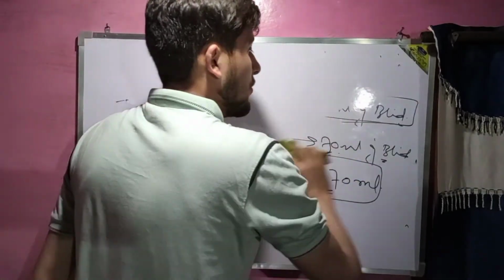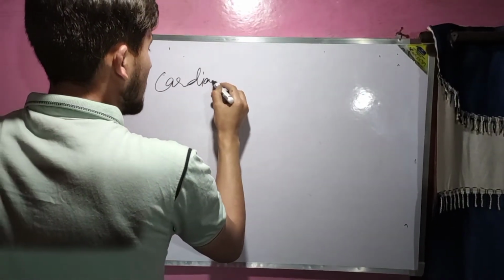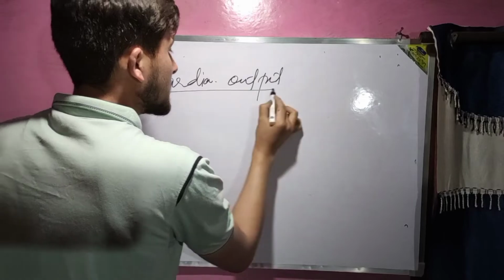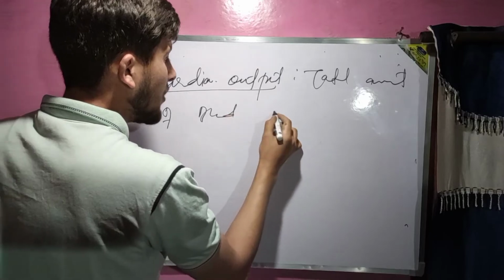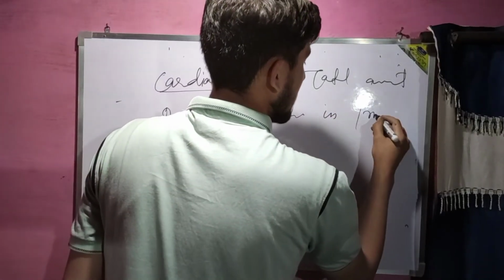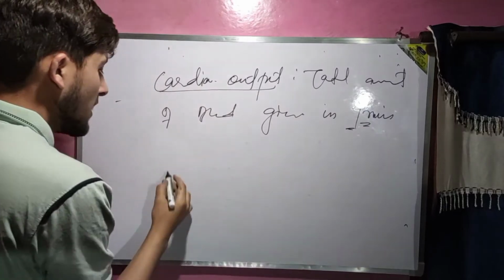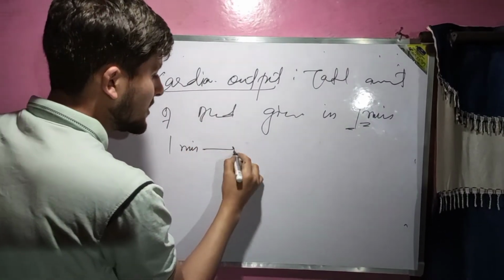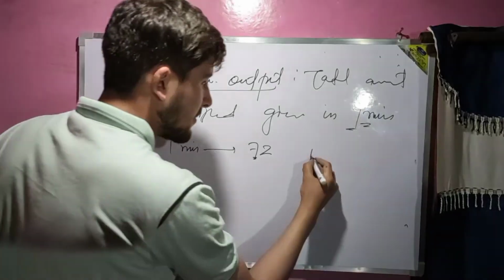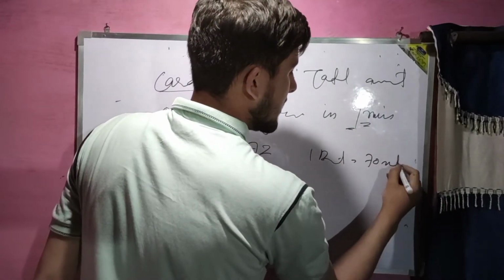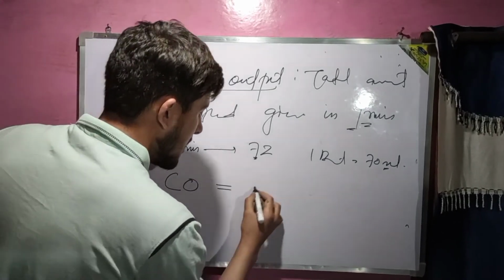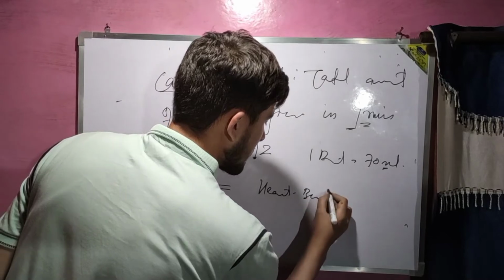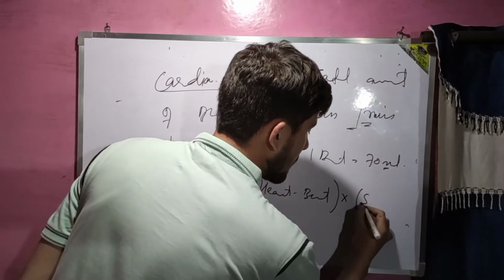Now we can give the definition of cardiac output. Cardiac output is the total volume of blood given out by each ventricle in 1 minute. We know that the heart beats 72 times in one minute, and in one beat 70 milliliter of blood is released out from the heart. We can now see that the cardiac output is equivalent to heart rate multiplied by the stroke volume.